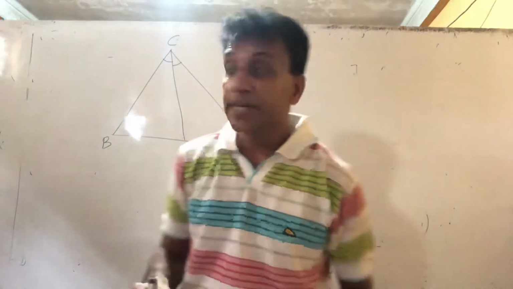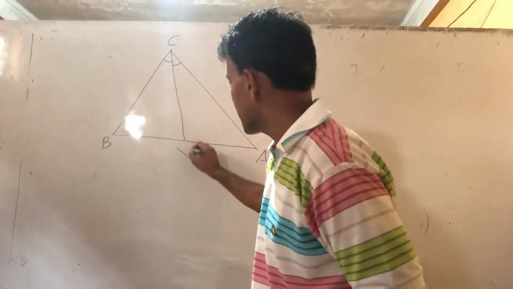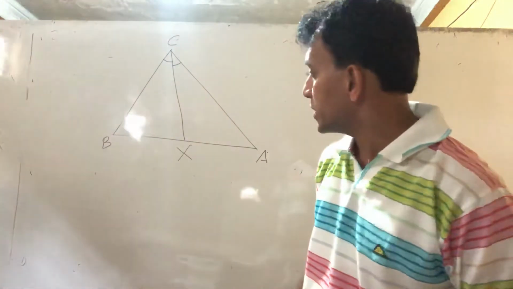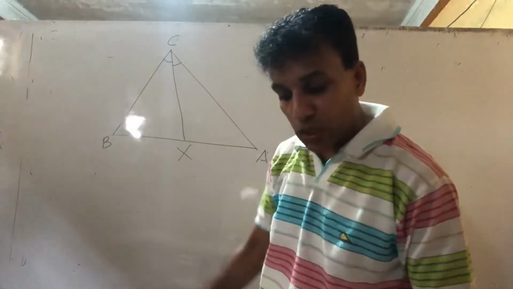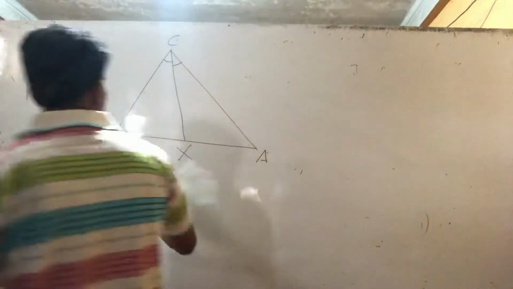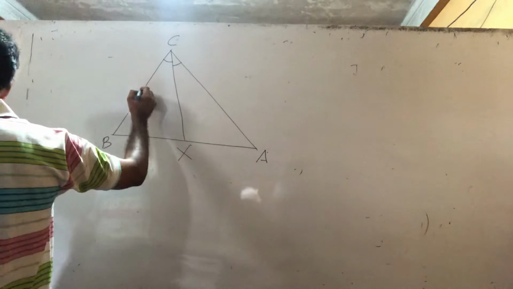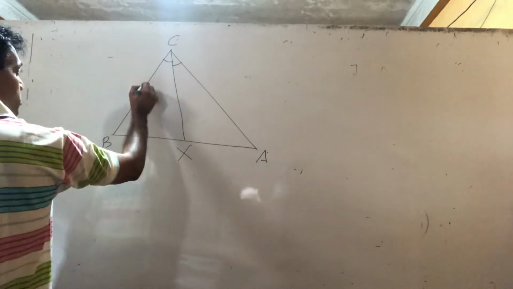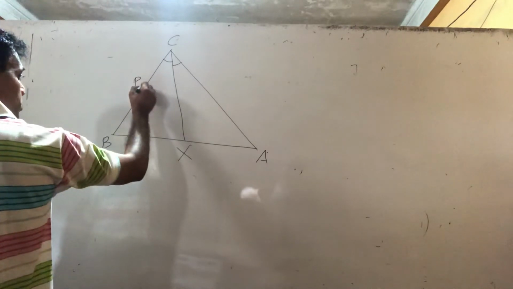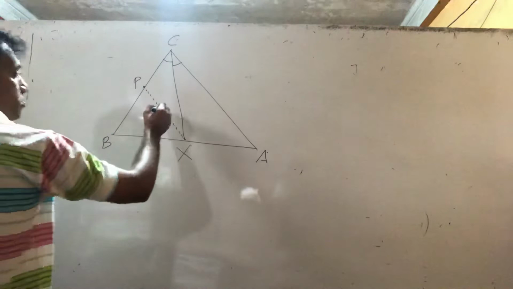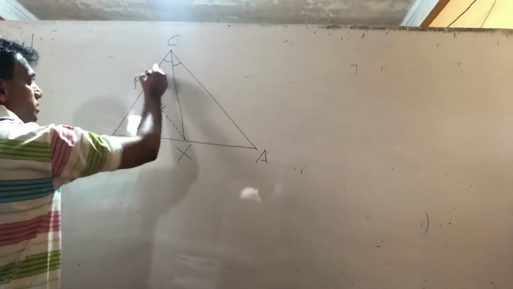It meets AB at X. Okay. The point P lies on BC such that PX equals PC. PX equals PC.